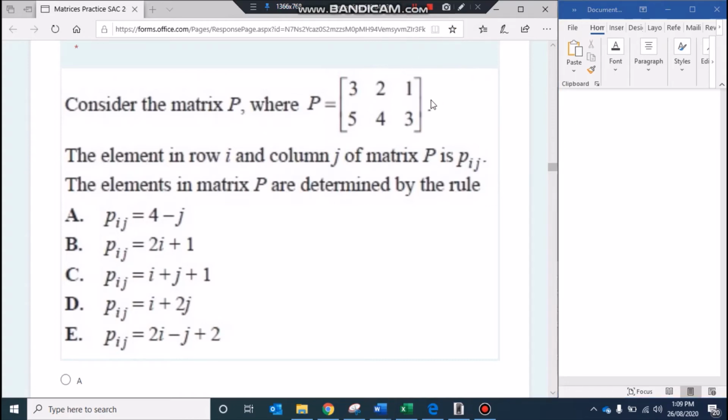If we jump straight to this element here, this is in row 1. So that's when I is equal to 1. So 2 times 1 plus 1 is 3. We can straight away see that breaks for that one.